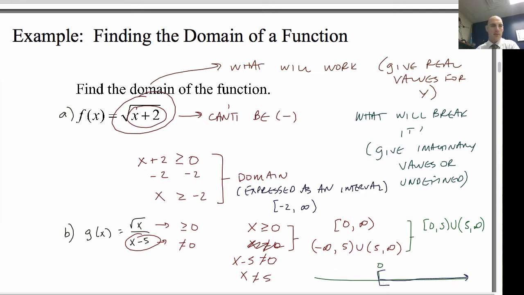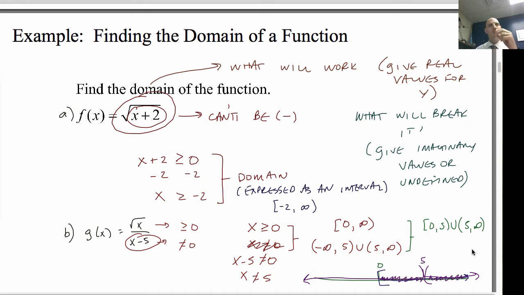The graph of my bottom one would look like this. So from negative infinity all the way up to 5. 5 is not included, so it's going to look like this. And I've got to have the part that has both colors. So it's this from 0 to 5 and from 5 to infinity.